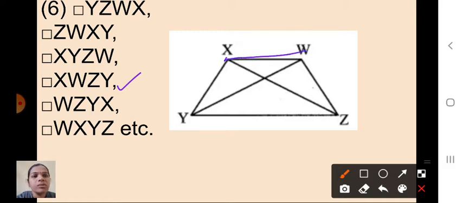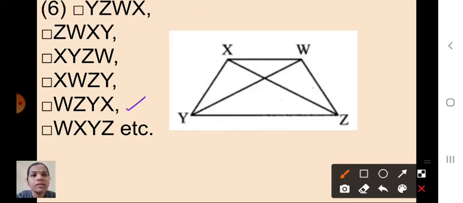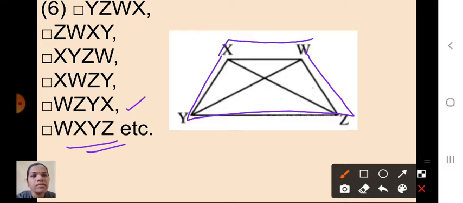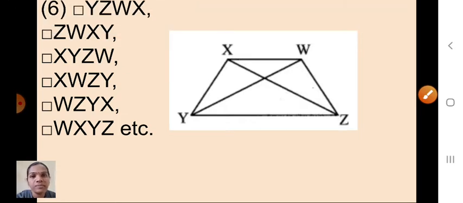X, W, Z, Y. Okay children, here I have written clockwise and anti-clockwise. See here, the fifth one, I will start from W. W, Z, Y, X. And the next one is W, X, Y, Z. Understood children? So these are the different ways we can write the quadrilateral. Shall we go to the next one?